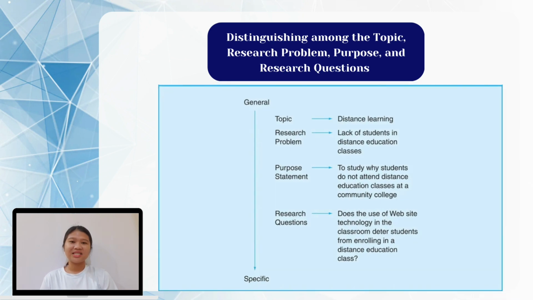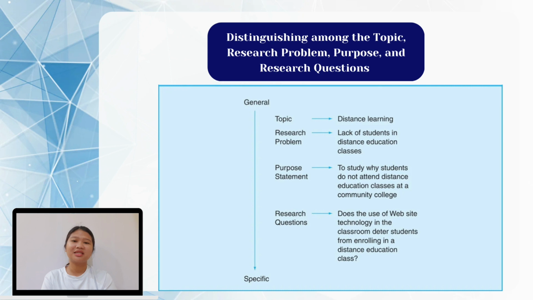Looking at these differences, you can see that they differ in terms of breadth, from a broad topic to a narrow, specific research question. So let's examine another example as shown in this figure. In this example, a researcher begins with a broad topic, which is distance learning. The inquirer then seeks to learn about a problem related to this topic, which is the lack of students enrolled in distance education classes.